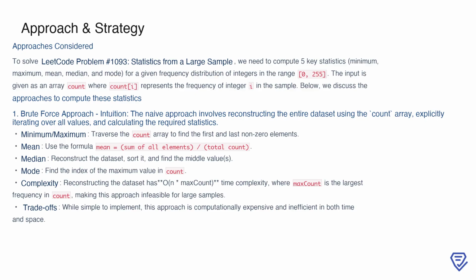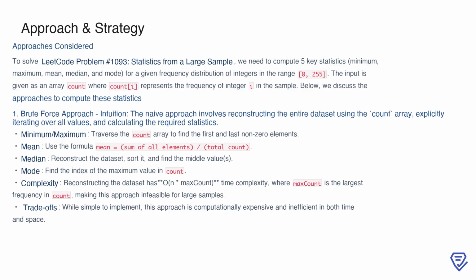This method involves reconstructing the entire dataset by iterating over the count array. For the minimum and maximum, we simply identify the first and last non-zero elements in the array. To calculate the mean, we sum up all the values and divide by the total count of elements. For the median, we rebuild the dataset, sort it, and locate the middle value or values. The mode is determined by finding the index with the highest frequency in count.